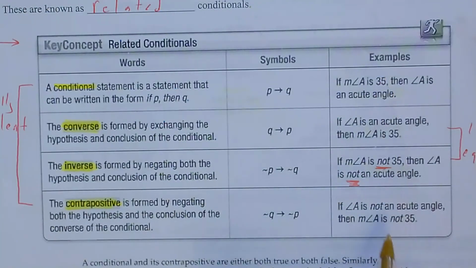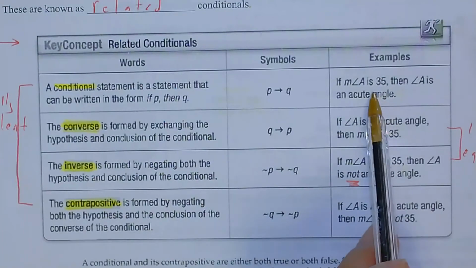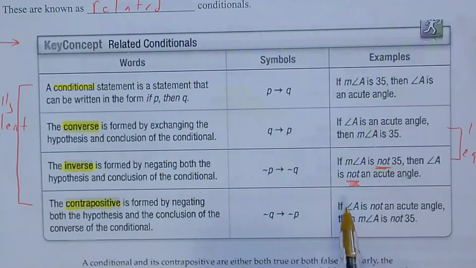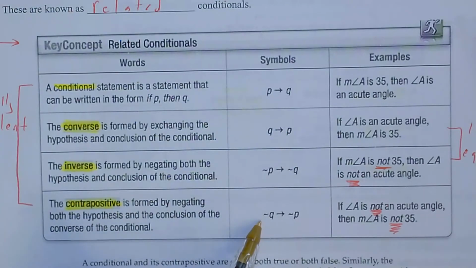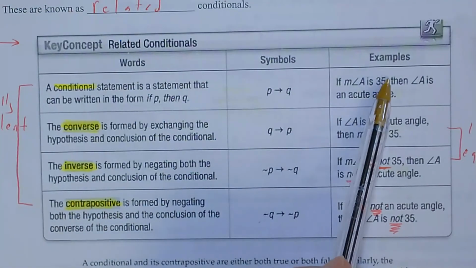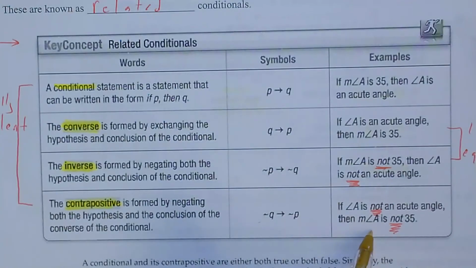And then guess what the contrapositive does to the original? It flips it and negates it. So this time you're going to flip it and negate it. So it's going to say if A is not an acute angle, then A is not 35. So you're going to learn the symbols, and you're going to use the symbols, but then you're going to take the symbols and actually do this to the different statements.